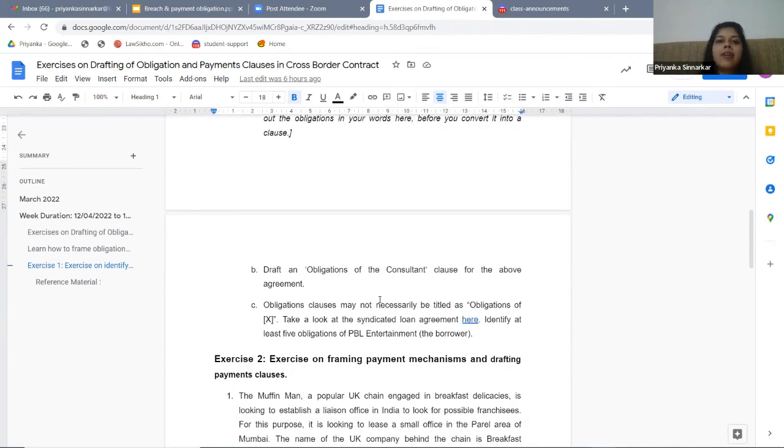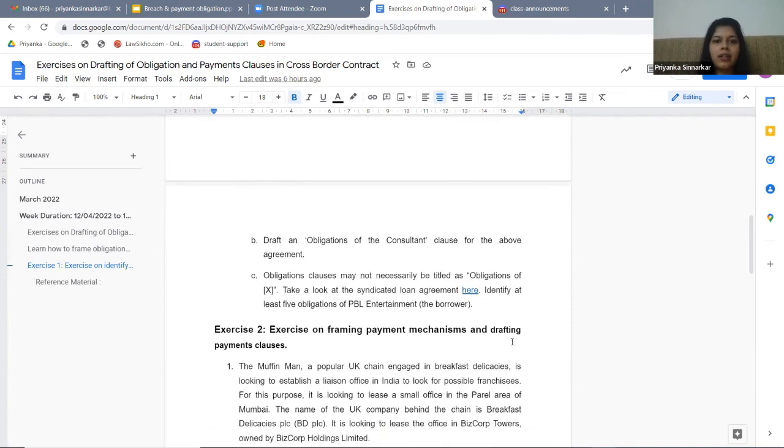In the next part, you have to draft an obligation of the consultant clause for the above agreement. The obligation can be anything. You can expect the obligation which will determine the purpose of this contract. It is up to you. And the third point is that obligations clauses may not necessarily be titled as obligations. You can title it as assignments, you can title it as deliverables. Be creative and draft it accordingly.